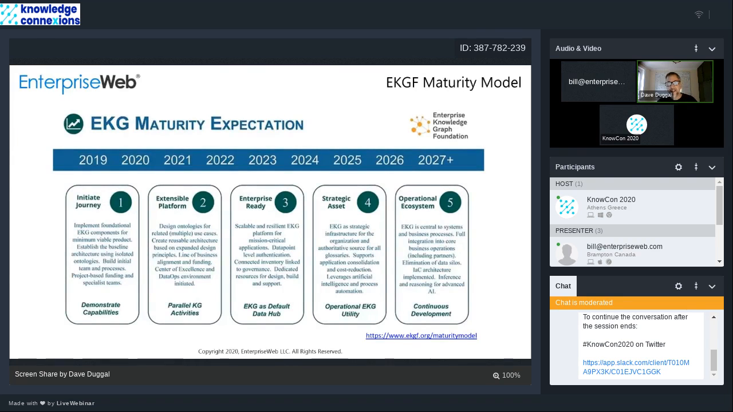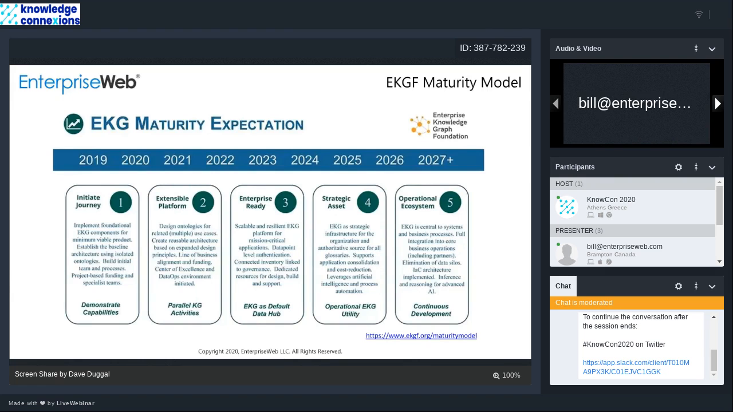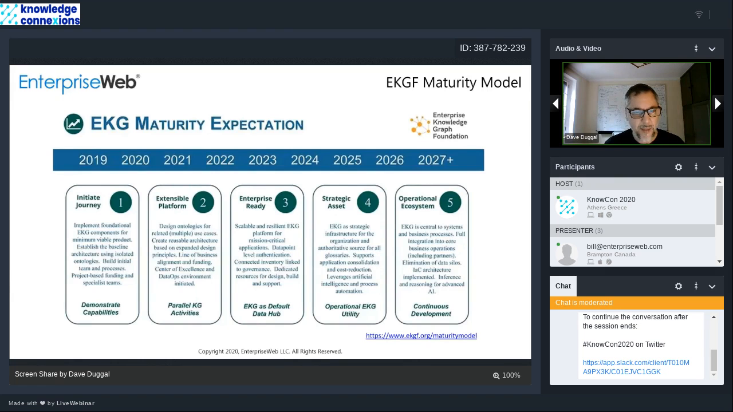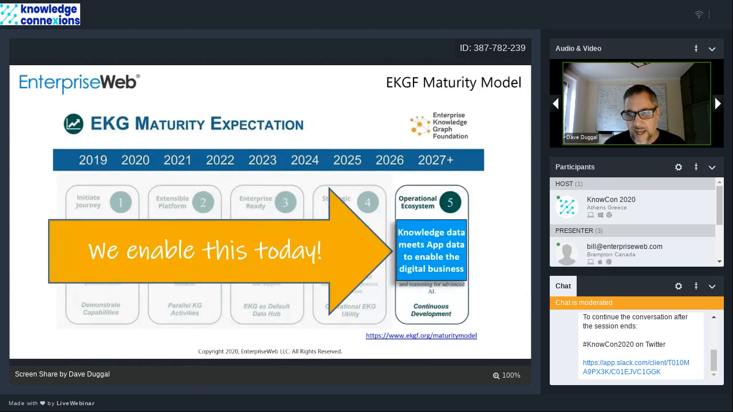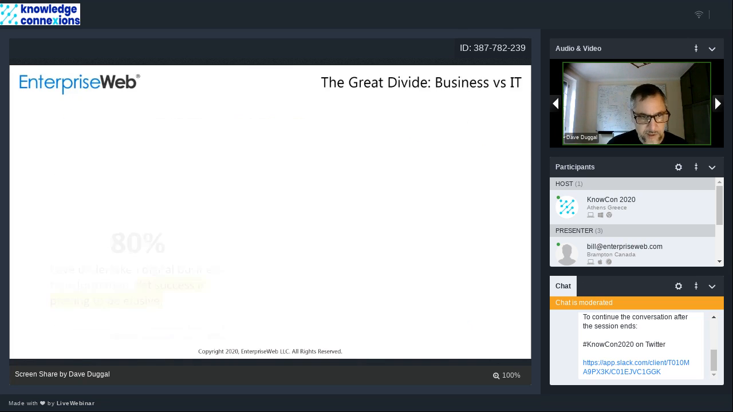So I saw this. I know the EKGF presented previously and ran a panel talk the other day. And I saw this on their website, and I hope they don't mind that I put it here with the link and all the proper representation. And I have to say I completely agree with their maturity model. The only thing I would say is that what they say is going to be available in 2027 is actually available today. We enable this real-time graph-connected environment today, bridging knowledge data and application data with the intent of enabling the digital business.